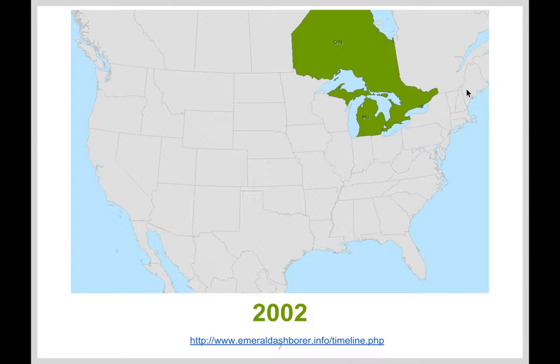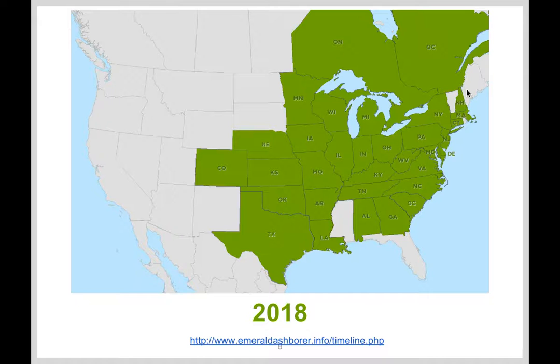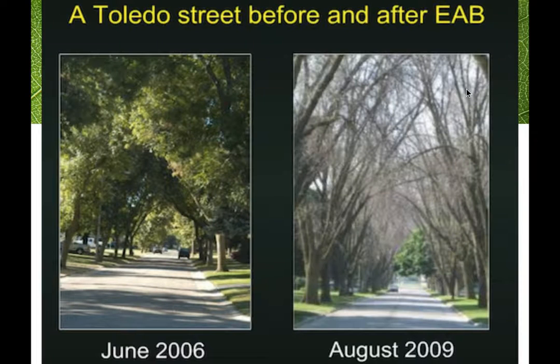Here we have a diagram that shows how much of the U.S. EAB had infected when it was first discovered in 2002. And in this diagram, we can see how much of the U.S. has been infected with EAB in the last 16 years. This is a picture of what the effects of EAB can look like in a Toledo area after just 3 years.